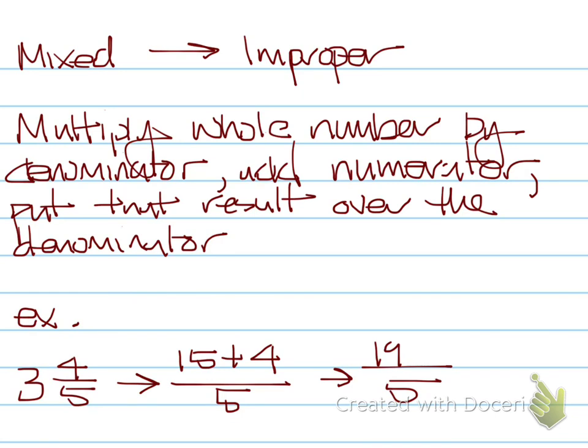To change a mixed number to an improper fraction, you multiply the whole number in the front by the denominator and then add the numerator. And then you put that result over the denominator. For example, 3 4/5, you would multiply 3 times 5 to get 15, add 4 to get 19, and that fraction written as an improper fraction would be 19 over 5.